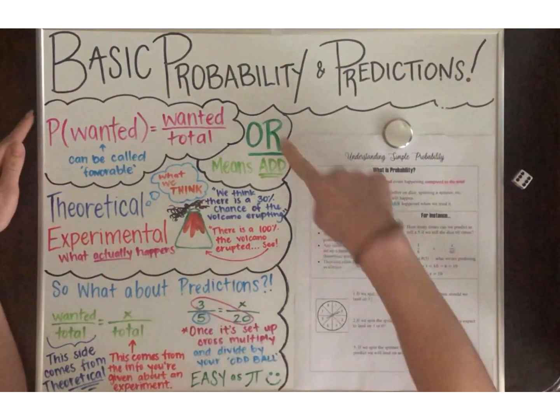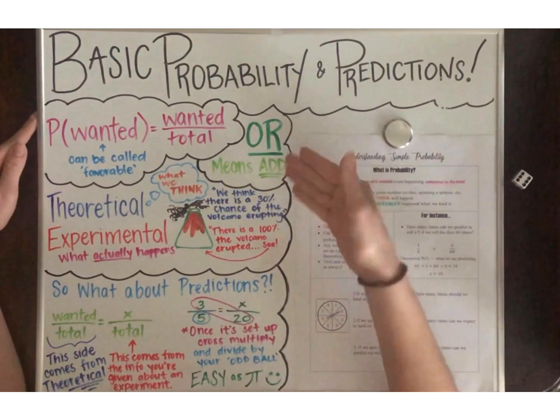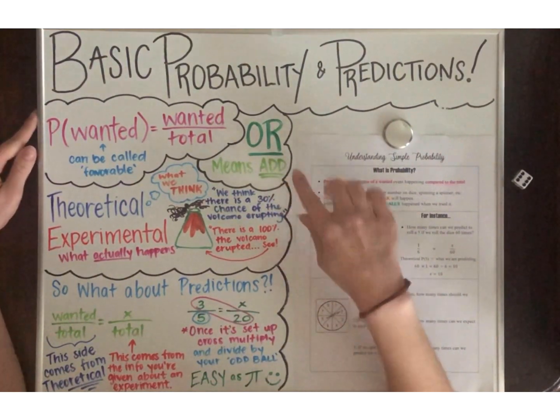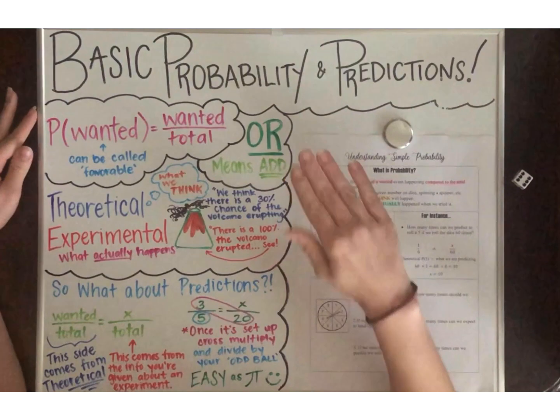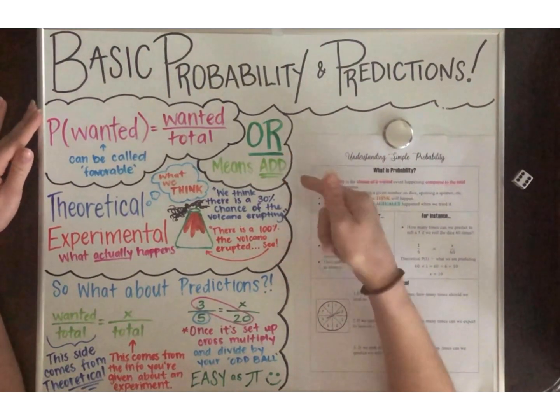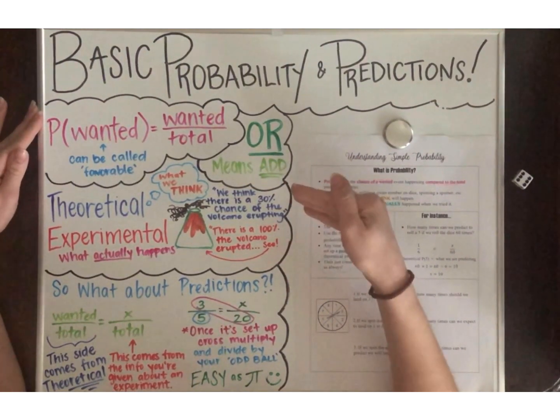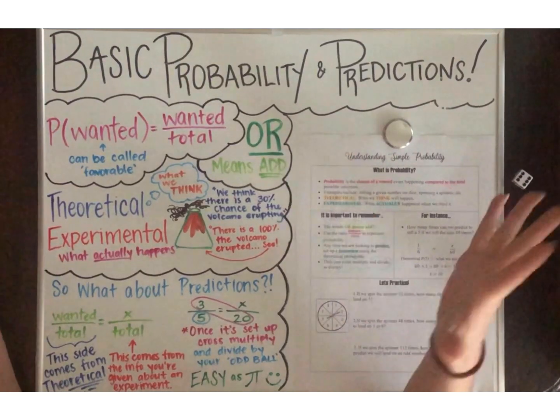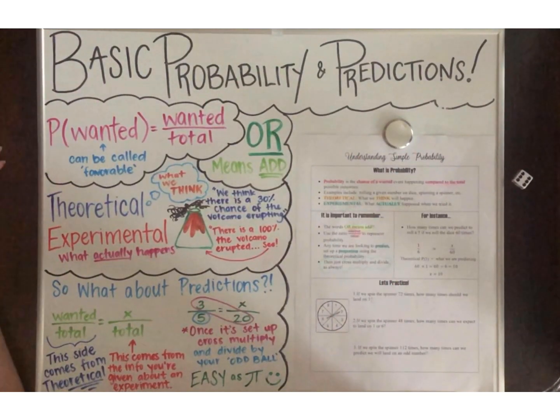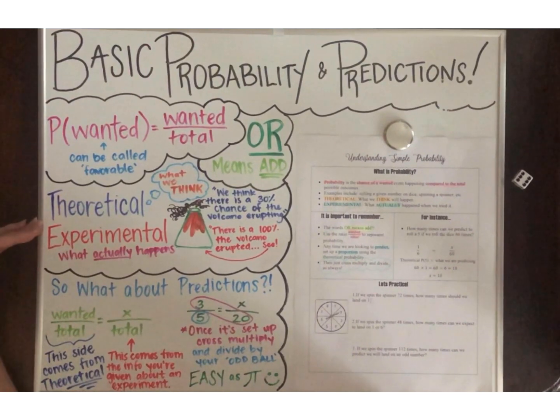All right, the next thing I want to talk about is how or means add, okay? I know y'all have heard me say this in class 100 million times, and that's because it is so important for you to remember: or means you're going to add the two probabilities together, but it is still just one event occurring, okay? Now we're going to move down to our two types of probability.